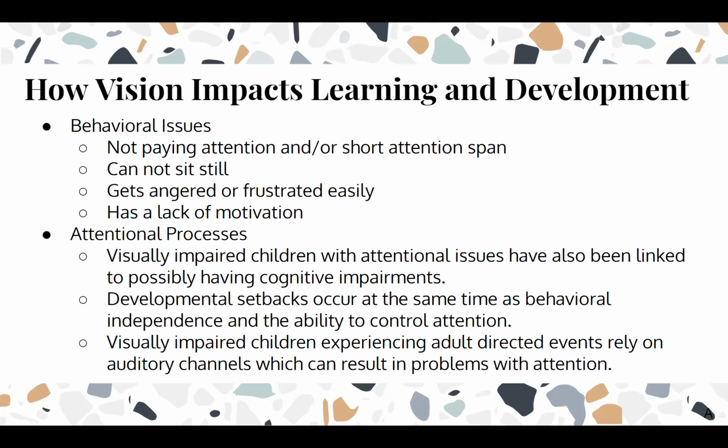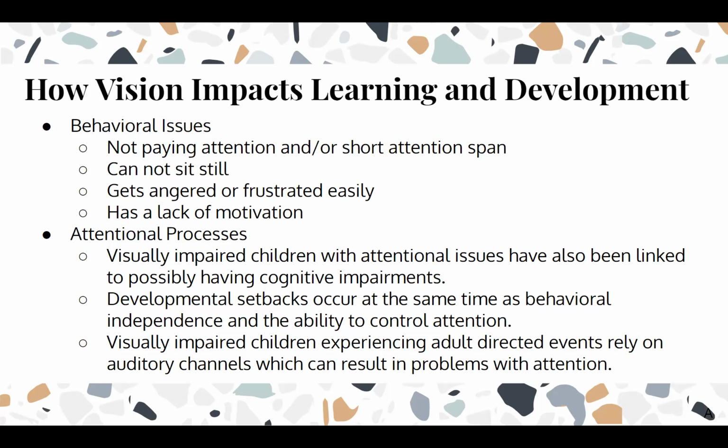The next topic is behavioral issues. If a child has vision impairment, they may not be able to pay attention, or they may have a short attention span. They may not be able to sit still. They may get angered or frustrated easily, and they may have a lack of motivation.